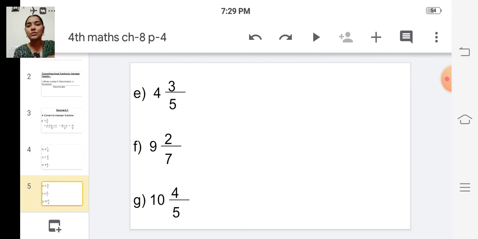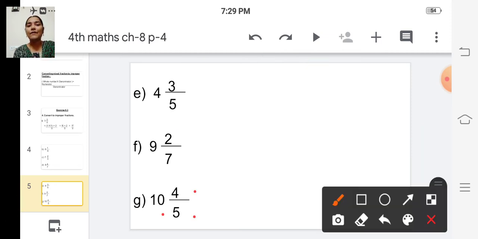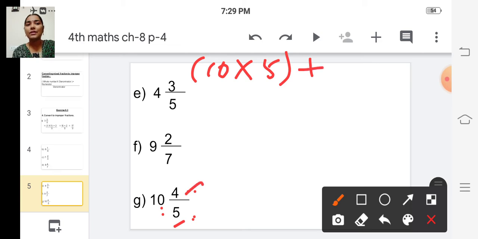And for the next one, 10 4 by 5. Use the formula whole number. Here whole number is 10 into denominator. Whole number into denominator. Denominator is 5. 10 into 5 plus numerator. Numerator is 4 divided by denominator.